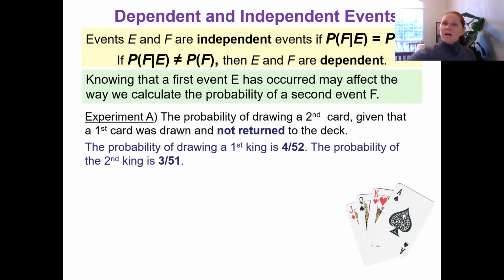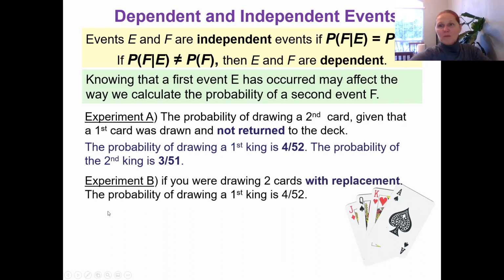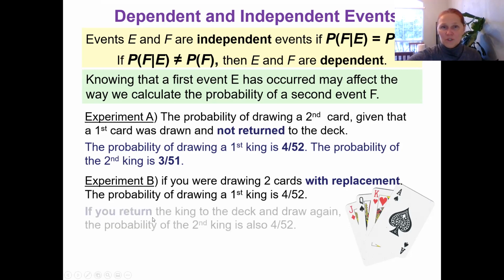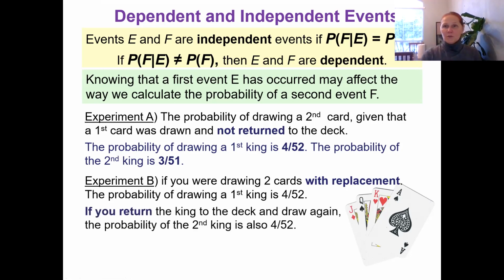If you consider a similar situation, but we return the card to the deck, then the probability of the second king will be the same as the first king. It doesn't matter what card was the first. The probability of the second king will still be the same, 4/52. So these two events, drawing a card with replacement, are independent.